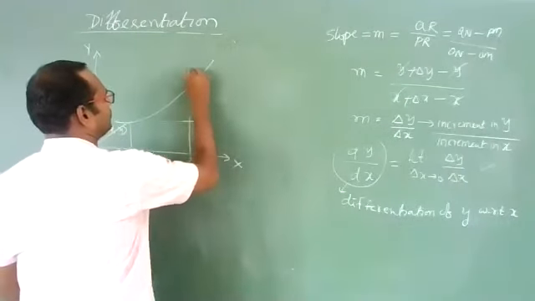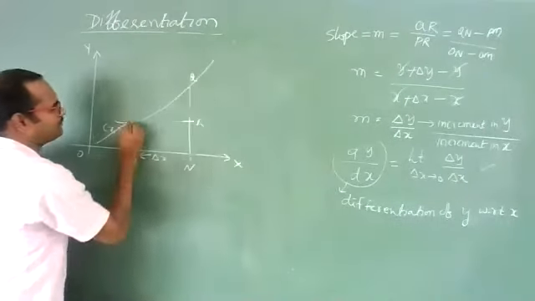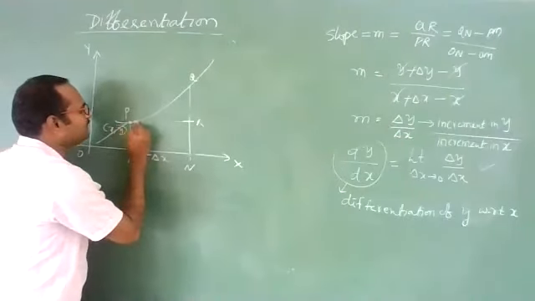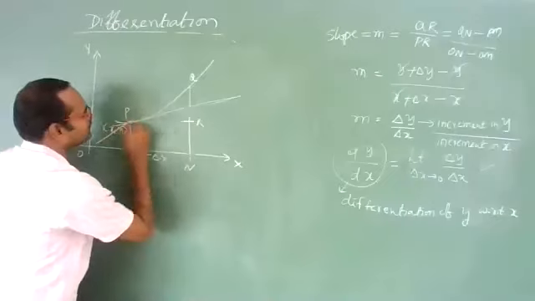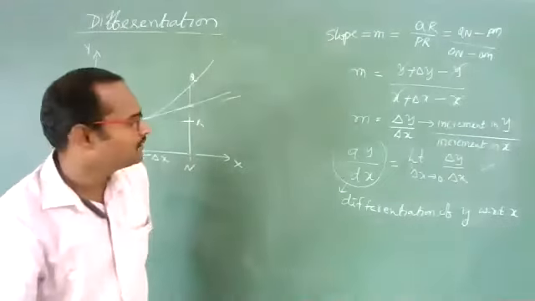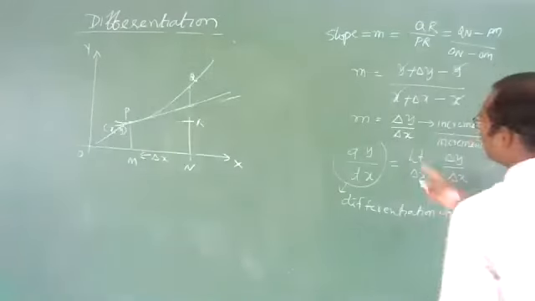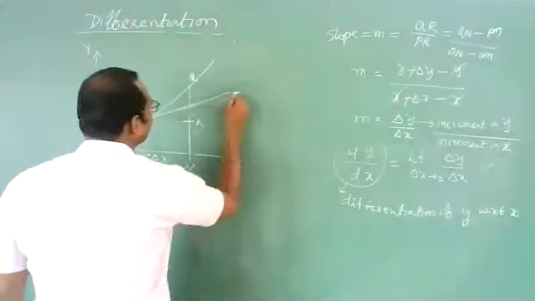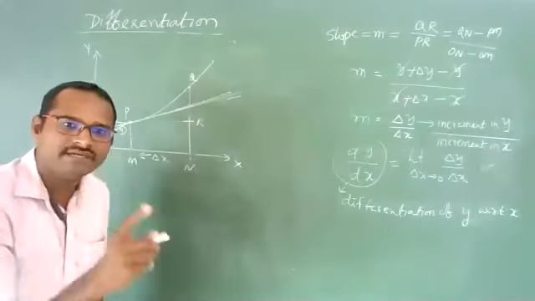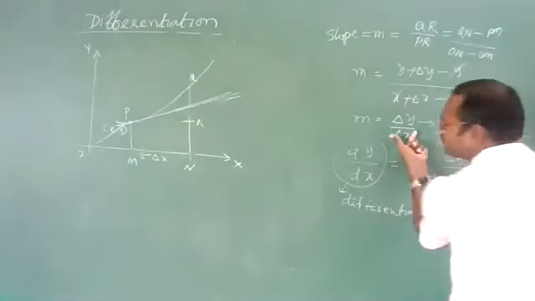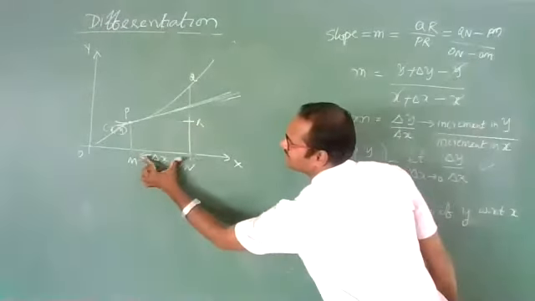I'll redraw this. This is the Q I have taken, no? Yes. Now when this is P, when Q reaches P, the line just becomes a tangent. Okay, what should happen for this tangent to happen? If you want to find the slope of a curve at one particular point, what you need to do is decrease this delta X value.